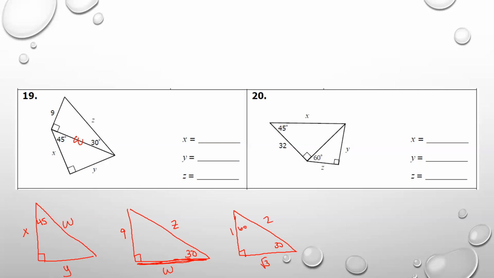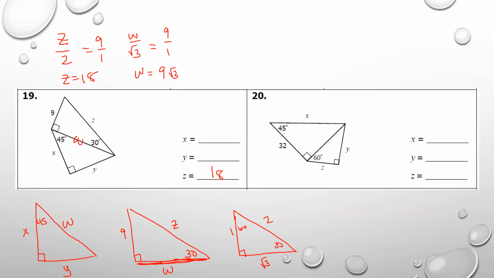I'm going to do the work up here at the top since I'm running out of space. Z corresponds to 2. See why I put the slash through my z's now? And 9 corresponds to 1. So when we cross multiply, z is 18. That was easy enough. And now w corresponds to root 3, and 9 corresponds to 1. When I cross multiply, w is 9 root 3.